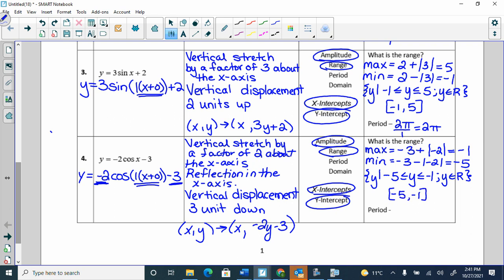Did the period change? No, why? There's no b, there's no horizontal stretch, there's no accordion happening. It would be 2 pi divided by 1, which is 2 pi. Okay, we're going to flip over.